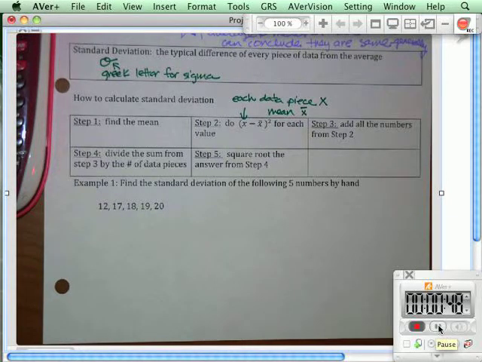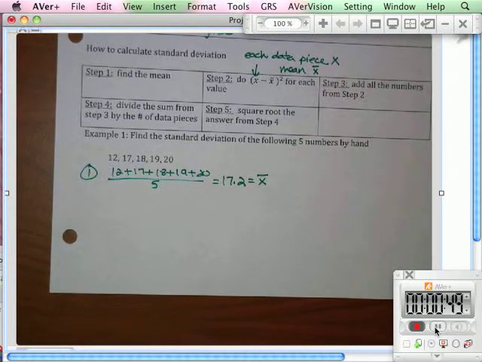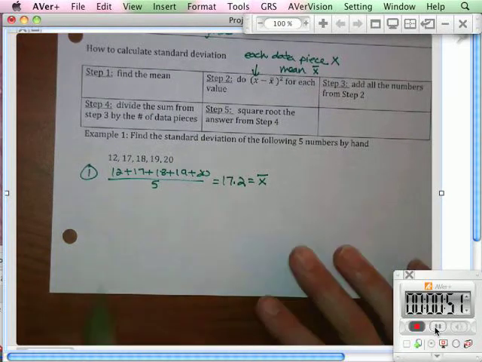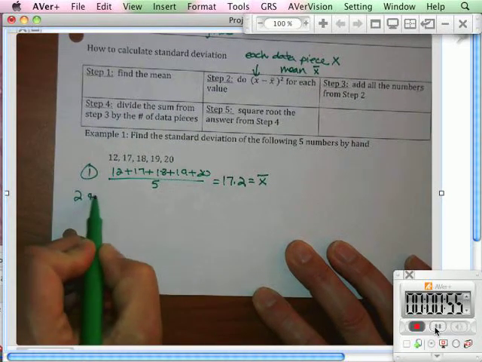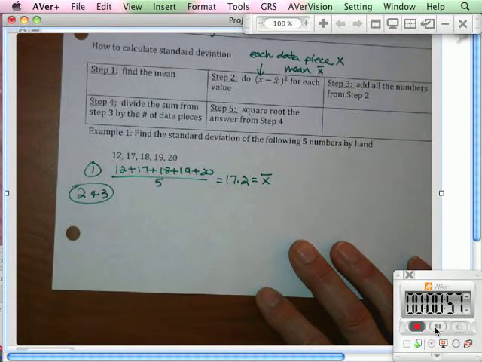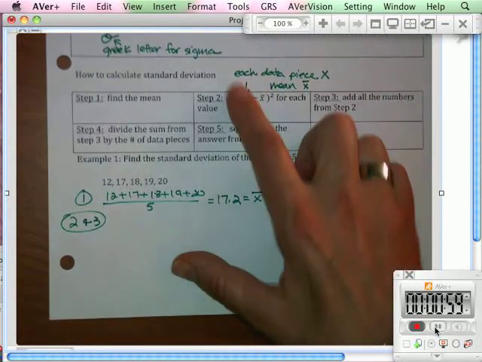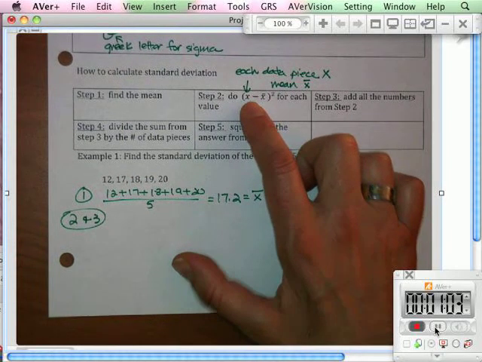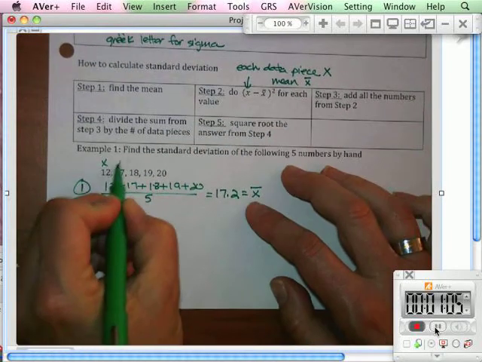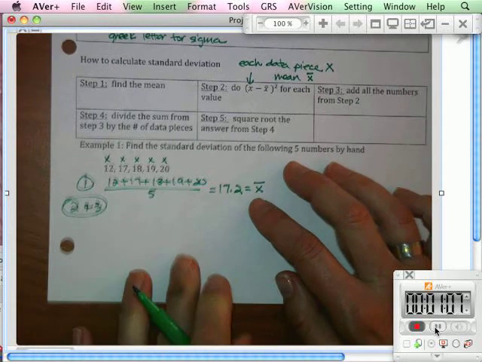Okay. So, step 2, I'm going to do 2 and 3 together. So I'm going to write this 2 and 3. So just plug in 17.2. So it says you have to do this for each of your pieces of data. So x is just each piece of data. I've got to subtract the mean from each of them. So it's going to look like this.